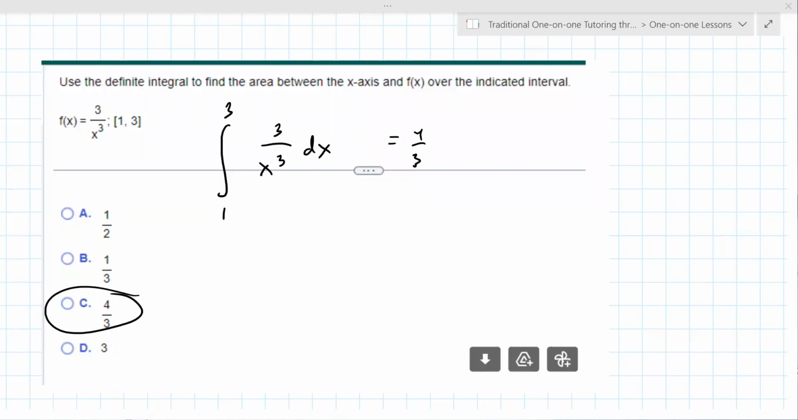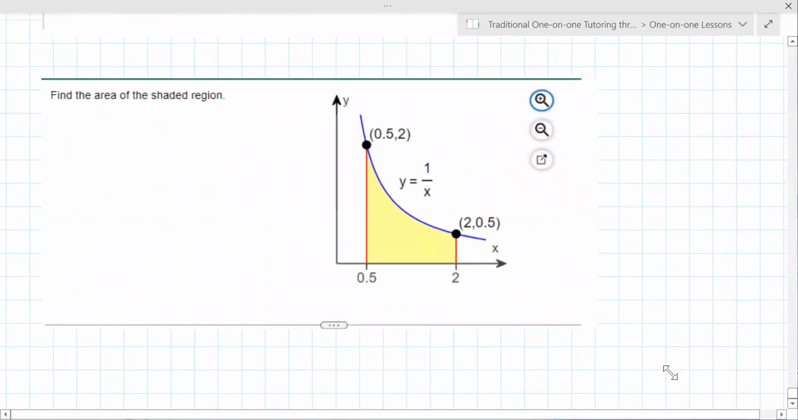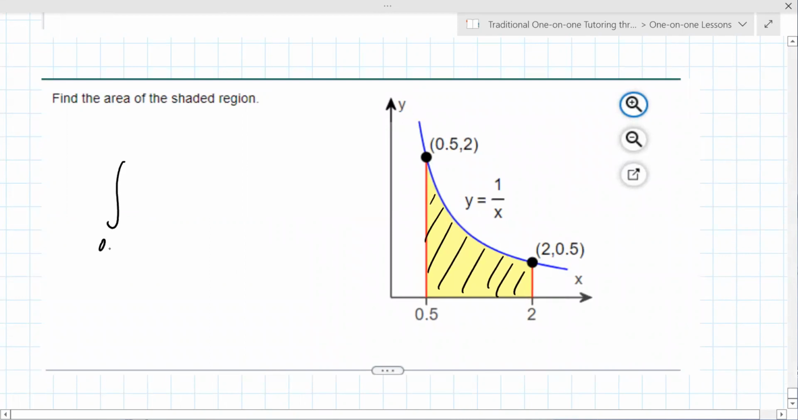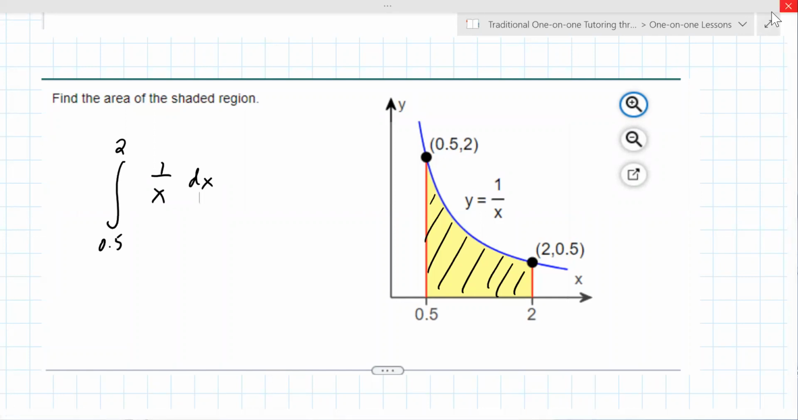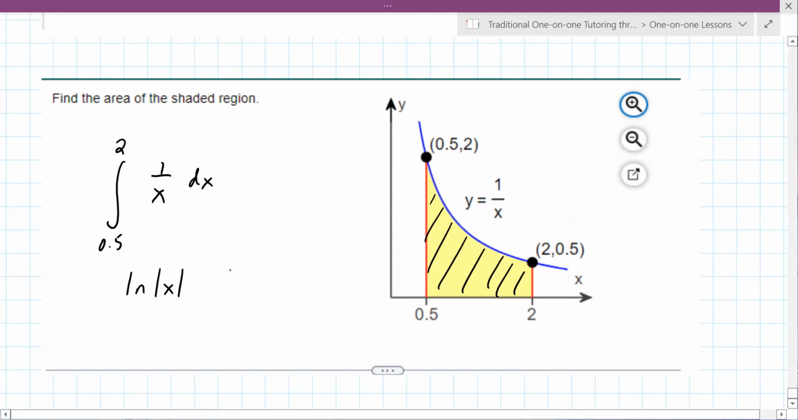All right, number 30. All right, so let's just find the area of the shaded region. We see that the shaded region goes from 0.5 to 2. And then we have the function, it's 1 over x. And the answers are all there. They're all natural logarithms. So the antiderivative, this is natural log of x evaluated from 0.5 to 2.